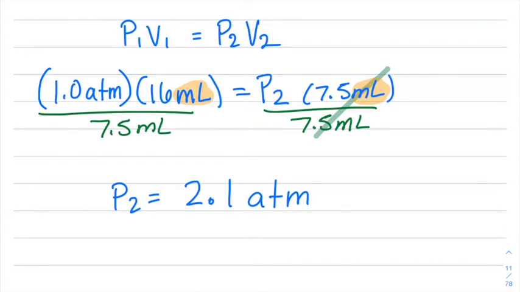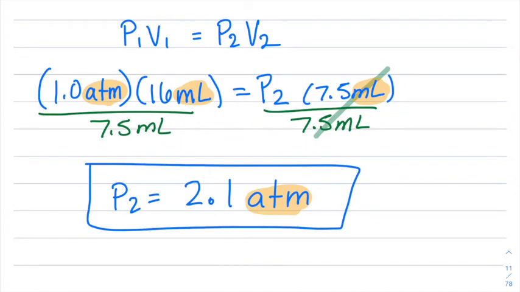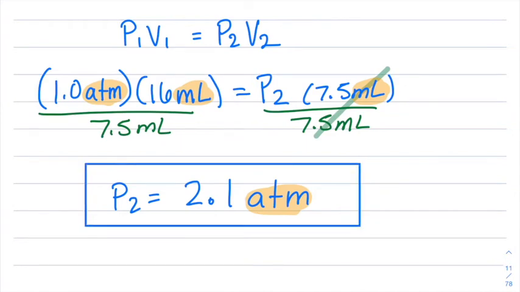Same thing is true for your pressure. Because I started in atm, I still have atm. But if you started in millimeters of mercury, you would end in millimeters of mercury. If you start in torr, you'll end in torr. So one of the wonderful things about Boyle's law is it really doesn't matter what the units are, as long as they match on both sides of your equation. All right, so here's our answer for our Boyle's law problem.